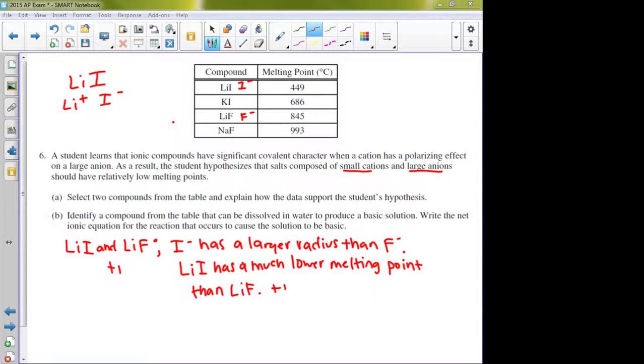So you see, I could have done that with KI and LiF too. I negative is greater than F negative, lower melting point. I could have done it with those 2. Do you see what I'm saying? Why would you include the melting point? Because this says that the student says that salts composed of a small cation and a large anion should have a relatively low melting point. Oh, okay. There you go. Does it make sense now? Yes. Okay.